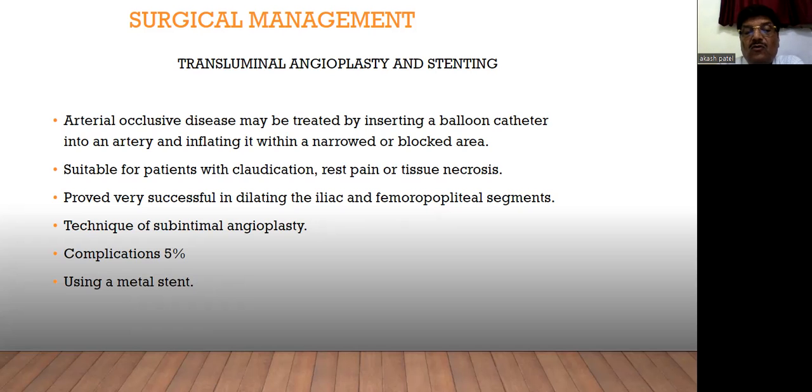And I have seen people opening up to as distal as the medial plantar and lateral plantar arteries, and thereby saving even the digits, which normally may not be possible with a normal angioplasty. So there are some complications because the arterial wall can rupture, and there may be thrombosis later on, and some of them require a stent.